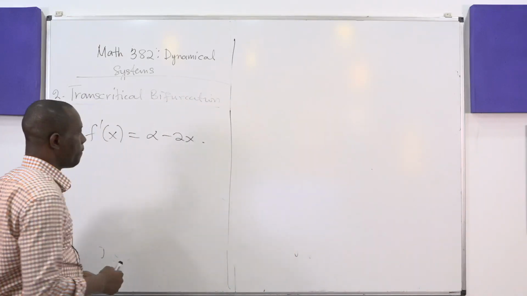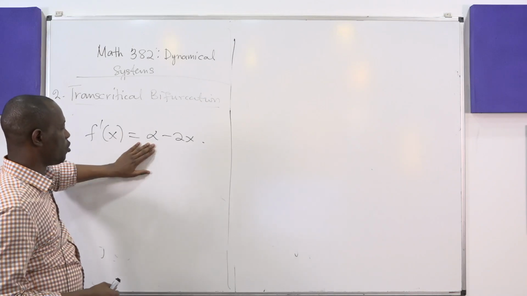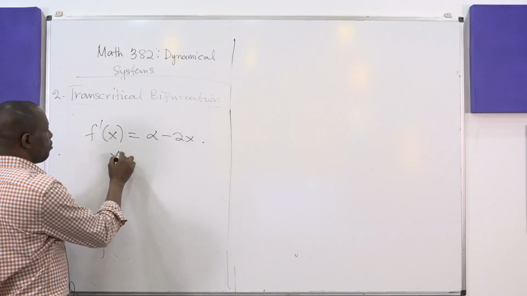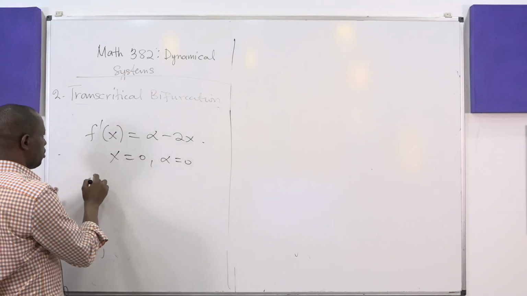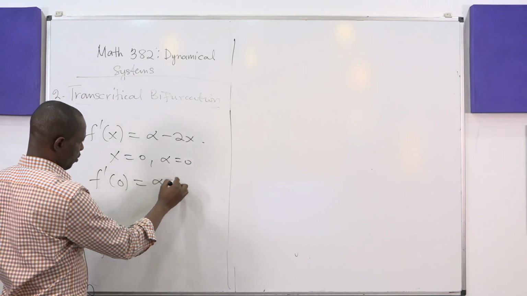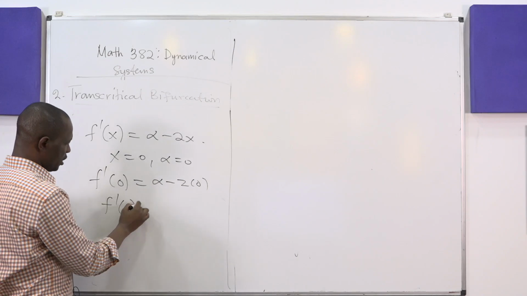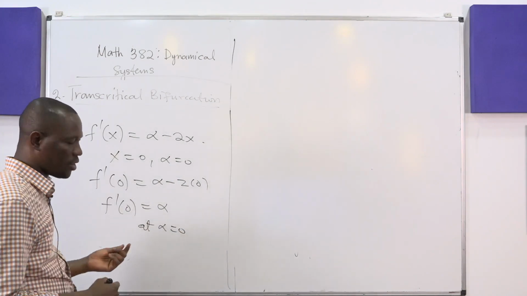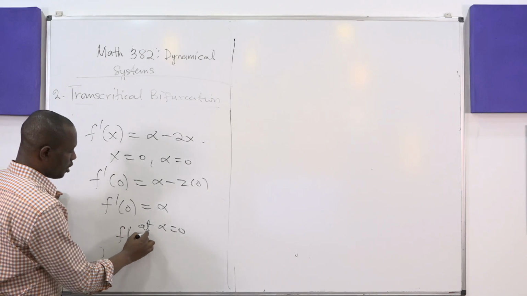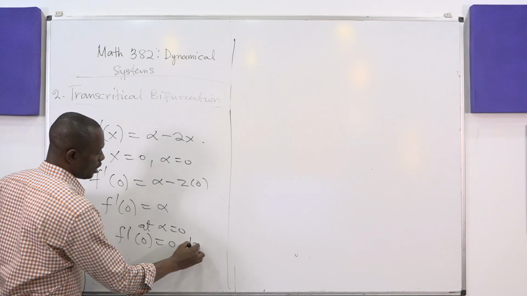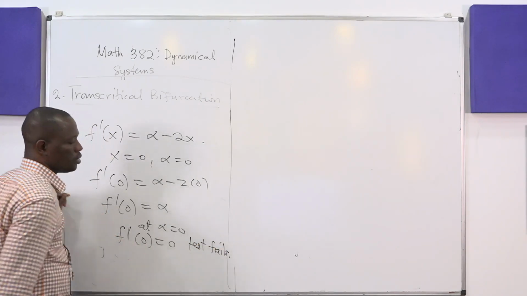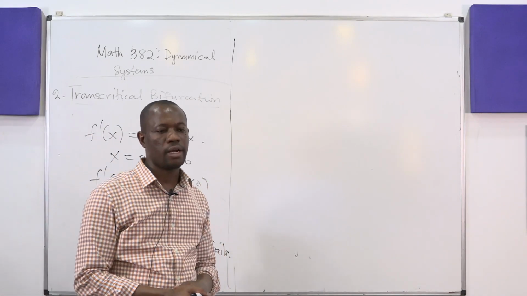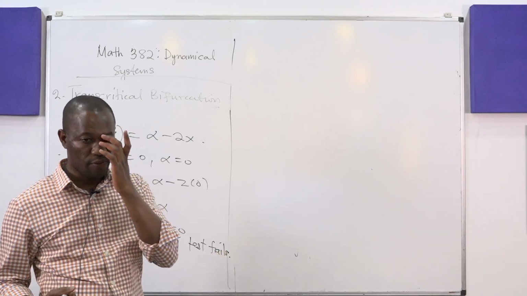So at the 0 here, if you pick x equals 0 and alpha equals 0, what do we get? f prime at 0 is alpha minus 2 times 0. So f prime at 0 is alpha. You consider alpha less than 0 and alpha greater than 0. When alpha is 0, you get 0. The test fails. You get it? So where the test fails, that's your verification point. Here we realize that greater than 0, we get a fixed point, and less than 0 we get a fixed point. Do you get it?